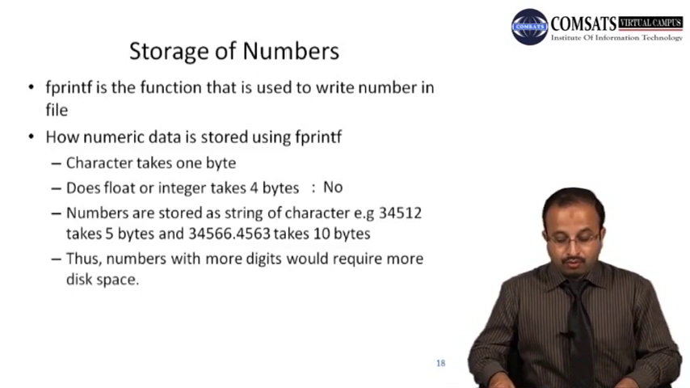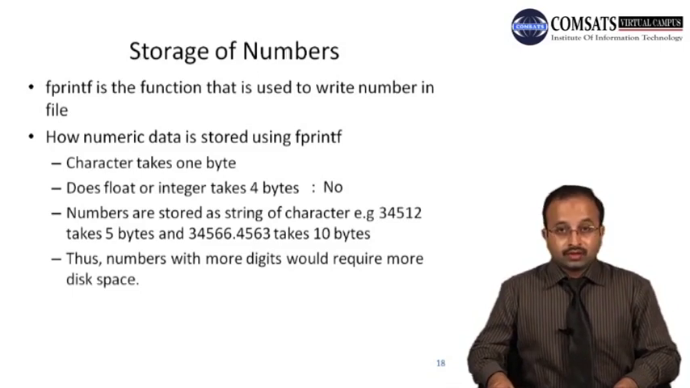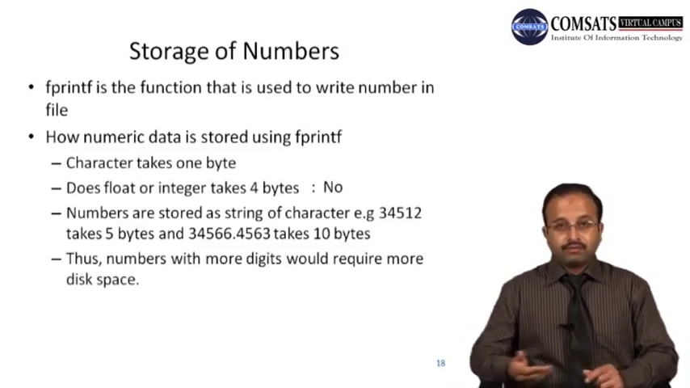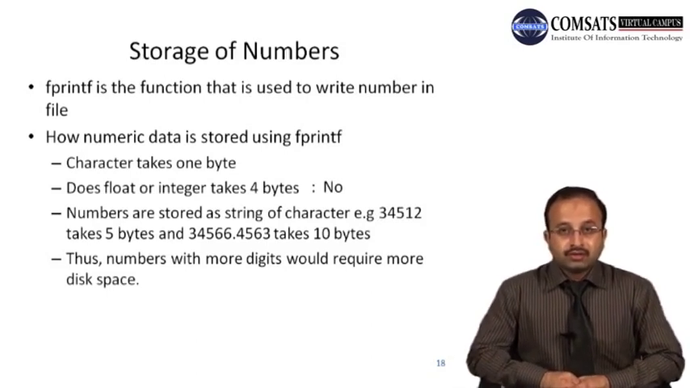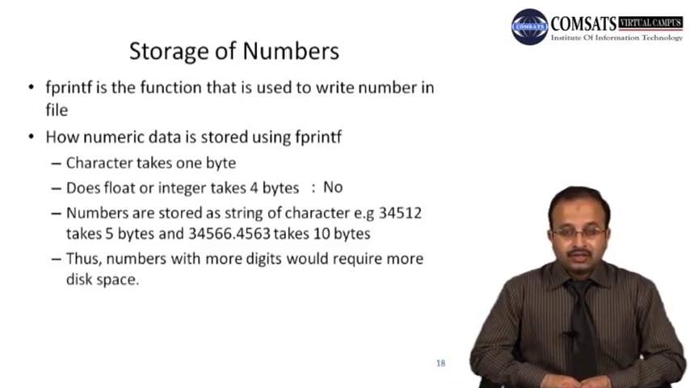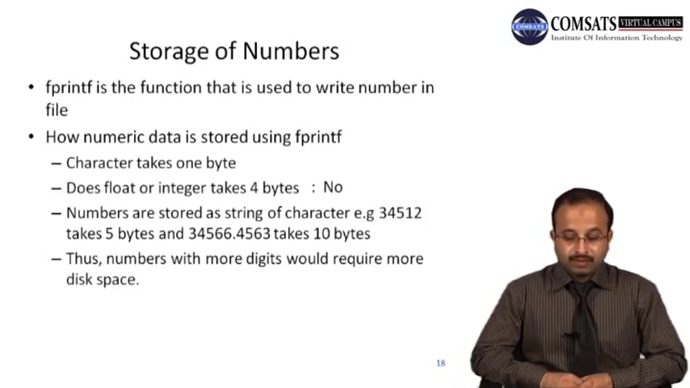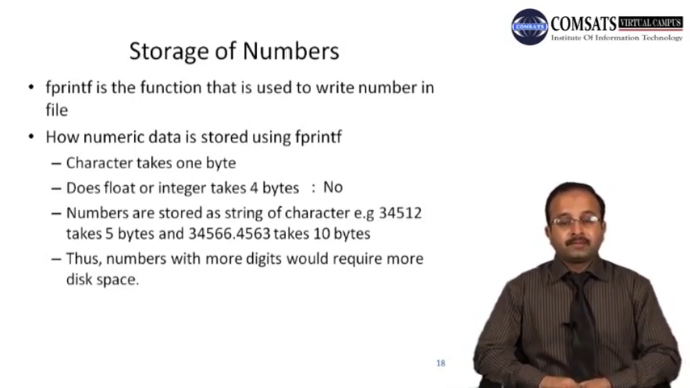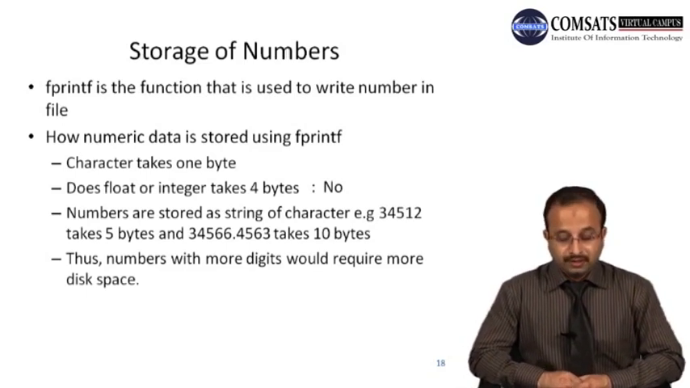So the conclusion we can say is that a number with more digits would require more hard disk space. If the number consists of 4 digits, it only acquires 4 bytes. If the number consists of 1 digit, it only acquires 1 byte. जरूरी नहीं कि वो 4 लेगा. For example, अगर आपके पास एक कोई integer है 3, when you write that digit using the fprintf function in a file, it occupies only 1 byte. ठीक है.